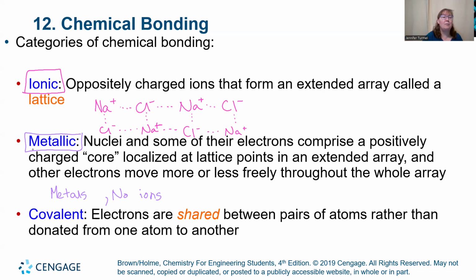The last type of bonding that we want to introduce here are covalent bonds. And these have electrons that are shared between pairs of atoms rather than donated from one another. And the drawings that I had for the ethylene and the water on the previous slides are great examples of covalent bonds. And the thing to remember here is that there are no ions. Okay. So when you're working with a covalent compound or a molecule, you do not have any ions.